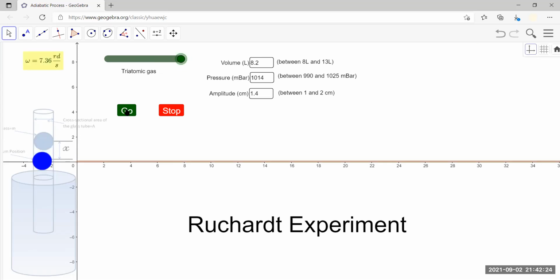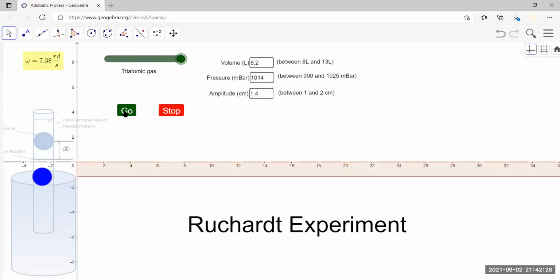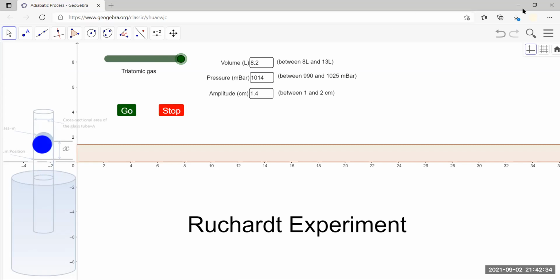Now let's do a triatomic gas. 7.36, 7.38, 7.36. Apparently there is a flaw in this one. Anyway, you're going to get several values. Remember, this is a simulation.